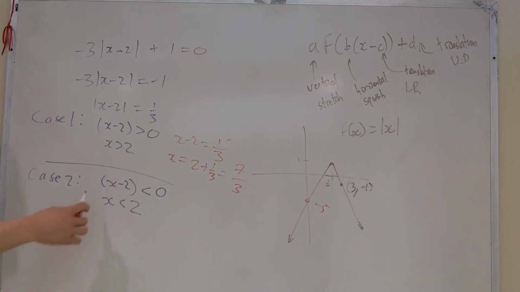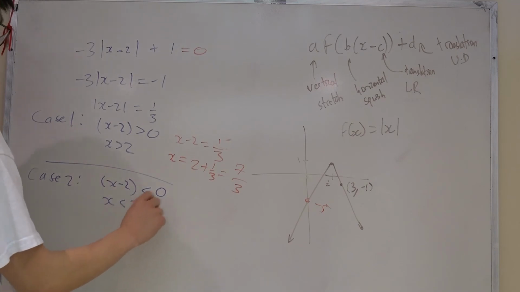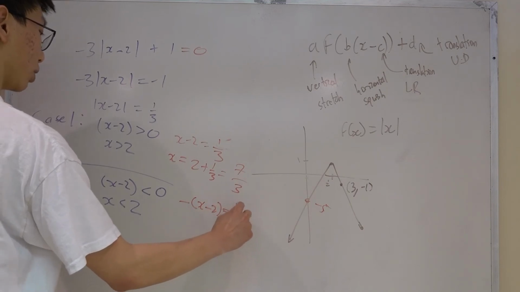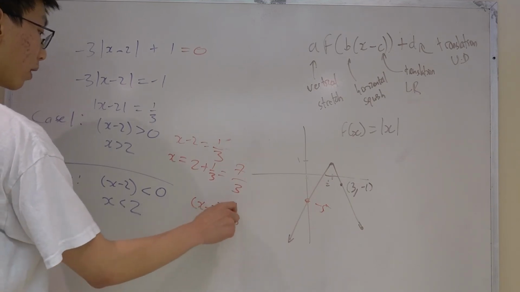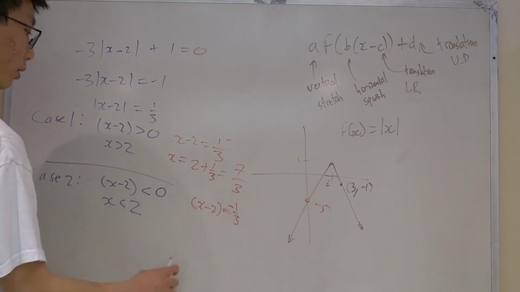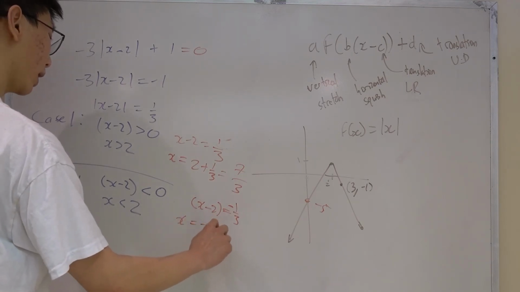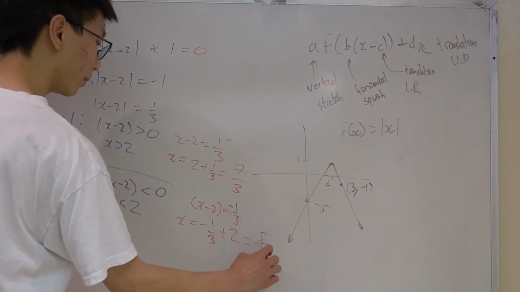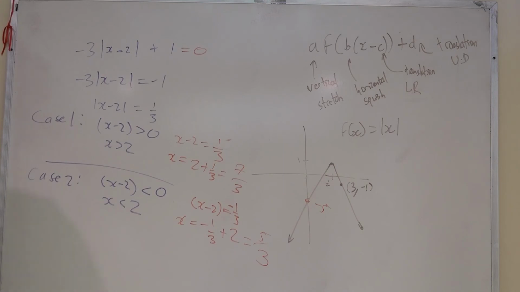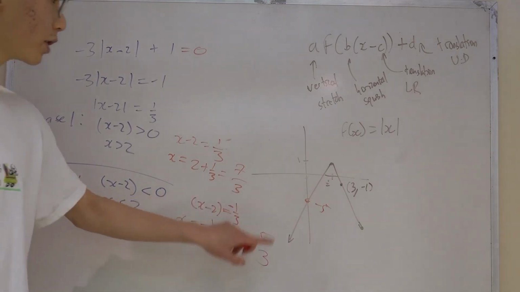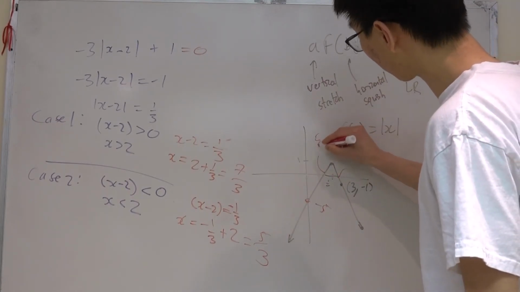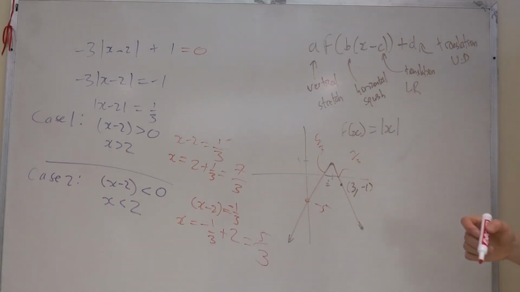The other one, again, we have to replace the absolute value of x minus 2 by negative x minus 2. So let's do that. Negative x minus 2 is equal to 1/3. Throw a negative on the other side. Add 2 to both sides. So we get x is equal to negative 1/3 plus 2. If you want to be fancy, this is 5/3. Okay? And so we actually have our two x-intercepts here, 7/3 and 5/3.